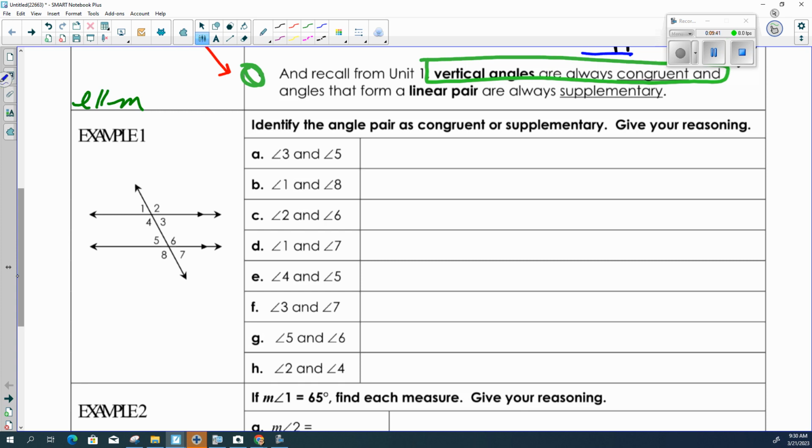Miles, will you read these directions here? Identify the angle pair as congruent or supplementary. Give your reason. Congruent. I don't care if you give your reasoning. And sup. Okay, let's look at 3 and 5. You can look at the definitions we just did. Or do they look equal, or do they look like they're going to need to add to be 180? If they're both acute or they're both obtuse, they're congruent. So these are both acute.